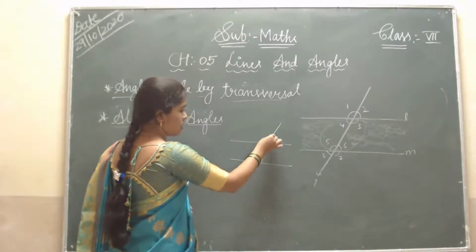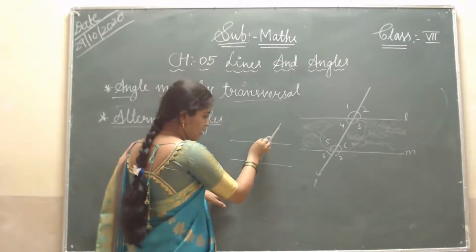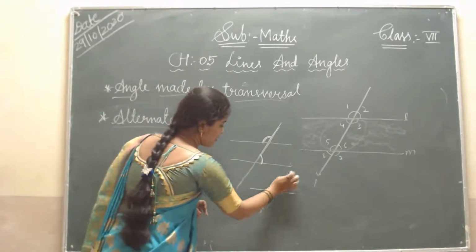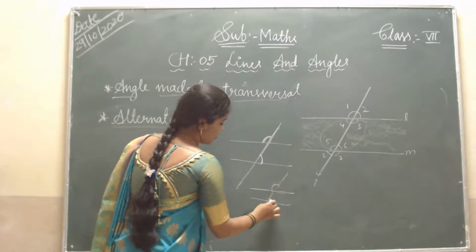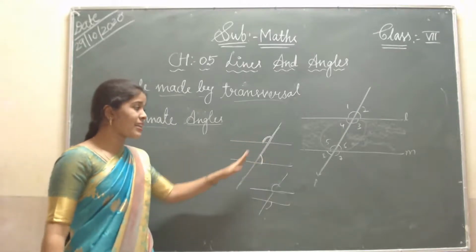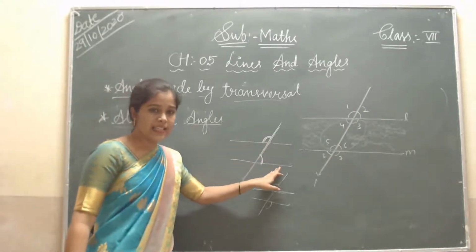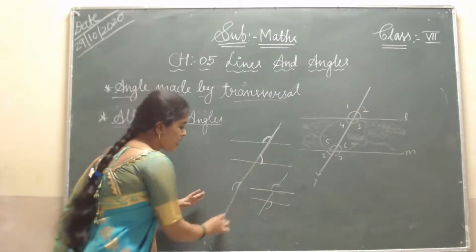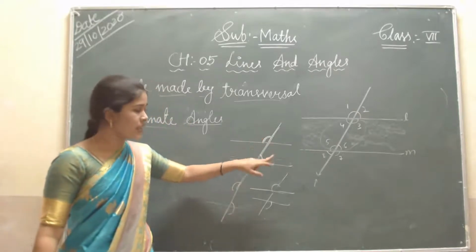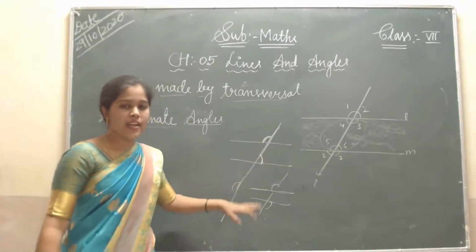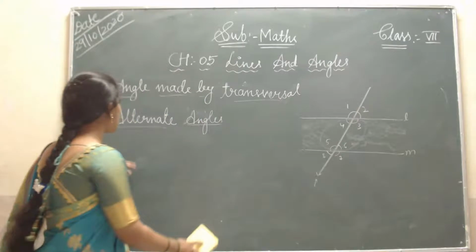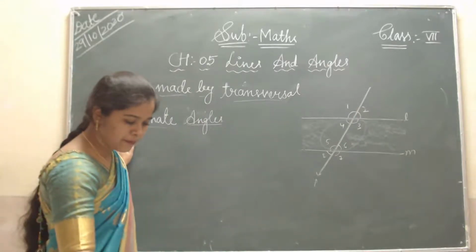See here. On one line, one is this side and one is this side. These are alternate angles. One is here, one is on this side of the transversal line. One angle is on the left side, and the other angle is on the right side. Another one on the left side and another on the right side. So these are alternate angles, like Kho Kho players. So, interior alternate angles.